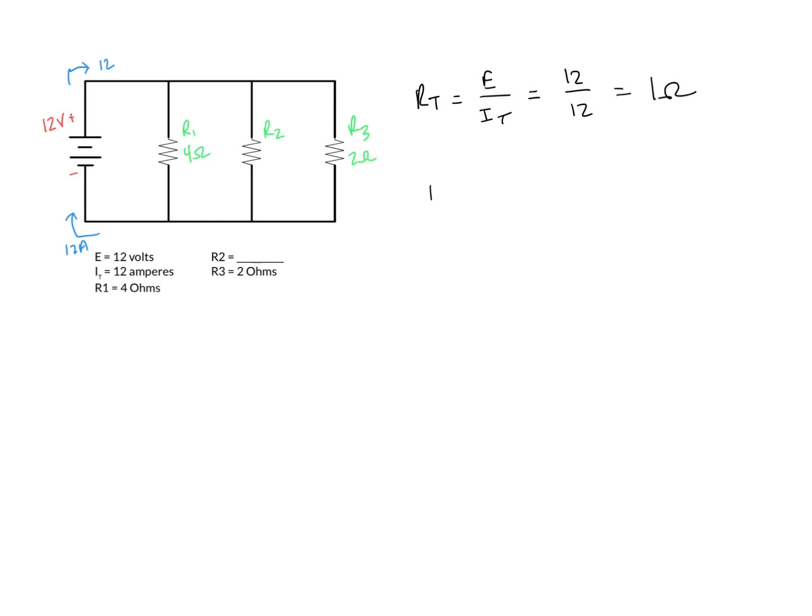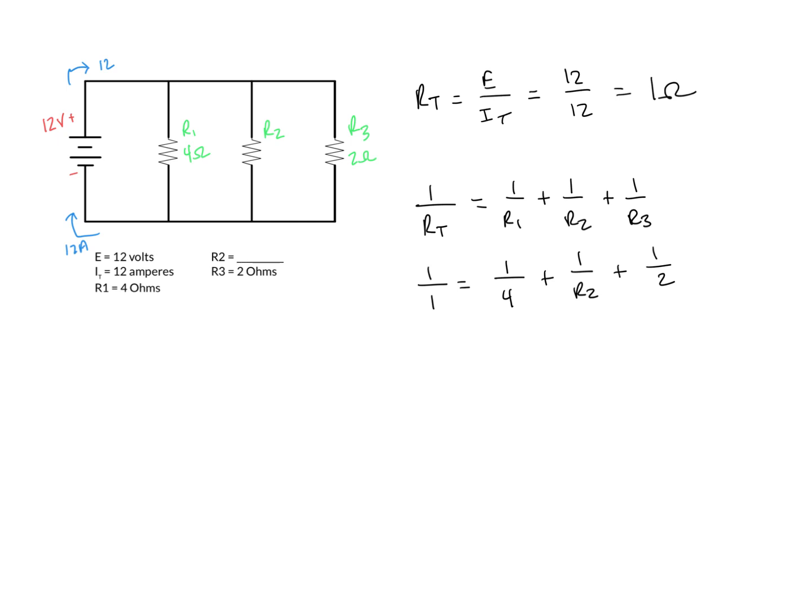So now we know our total resistance is 1 ohm. Based on that, we can now use our parallel formula that looks like this. And this was 1 over 1. Remember, we just solved for that up top. And then for R1, we've got 1 over 4, 1 over R2, we don't know, and then 1 over 2 here, right? So ultimately what we want to do is get everything lined up.